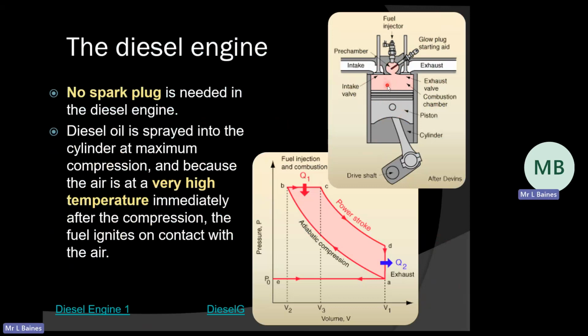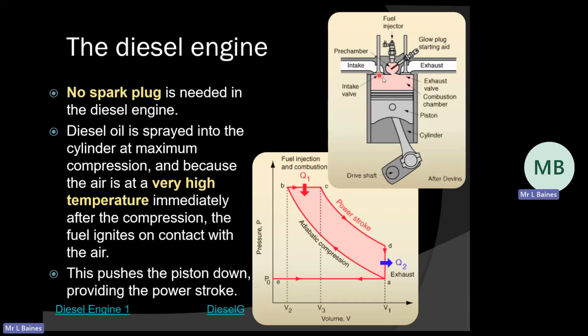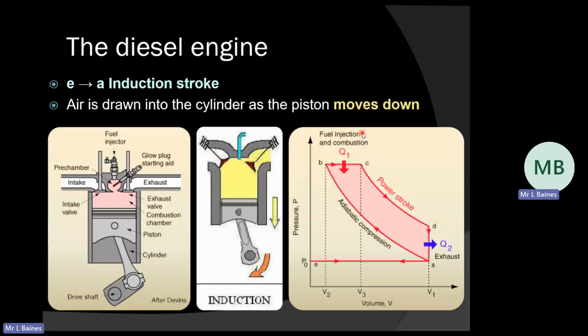Okay, so there's a big, big difference there. We're going to go through this diagram in quite a bit of detail. All right, but then obviously as my fuel ignites, it then expands, pushes my piston down, providing my power stroke. Now, let's have a look at my diagram. So I'm going to start at E. All right, so we're going again from E to A, my induction stroke.